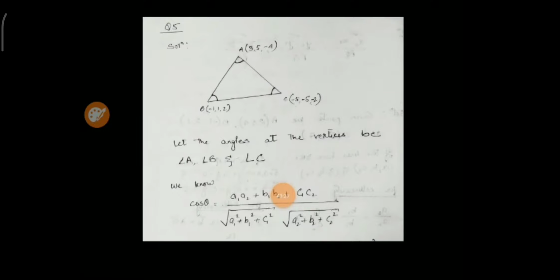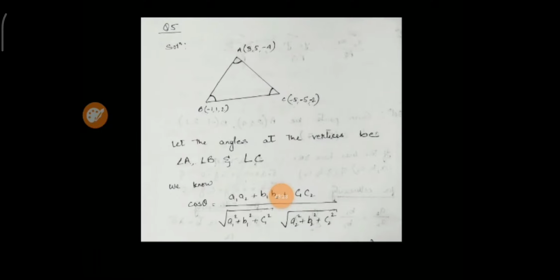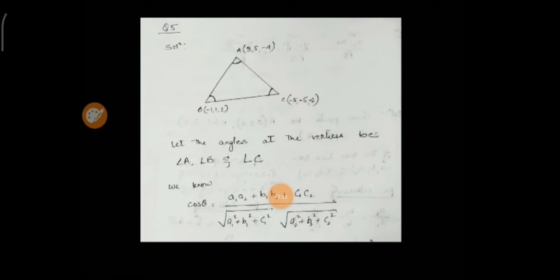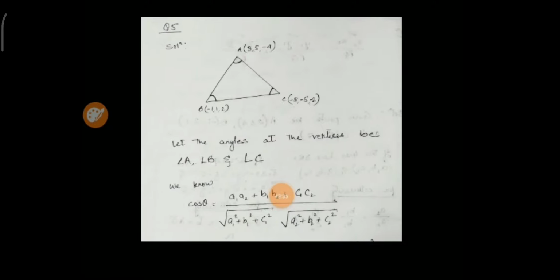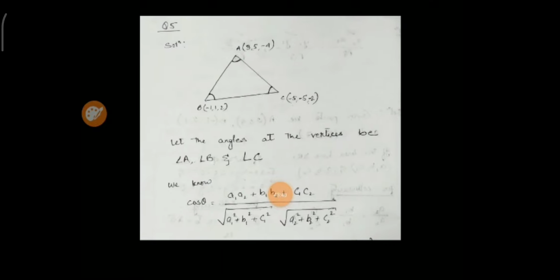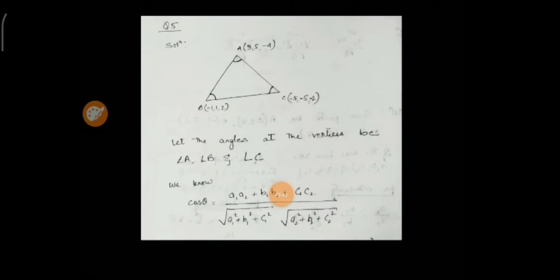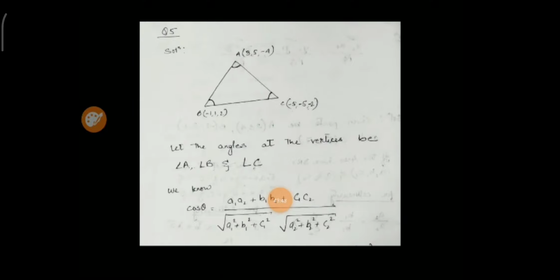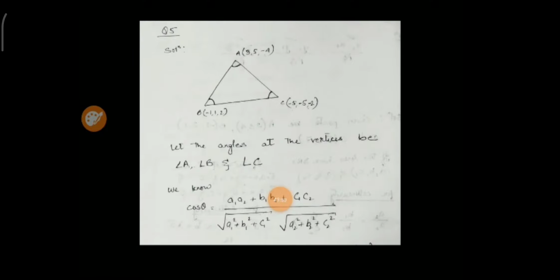So the question says, find the direction cosines of the sides of the triangle whose vertices are this and this, and also find the angle of the triangle. What type of triangle is it? So three things we are asked. First we need to find the direction cosines.